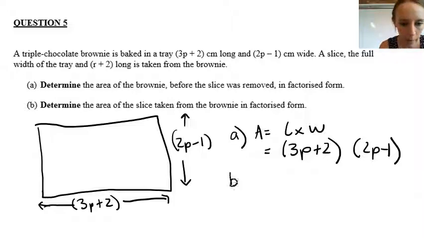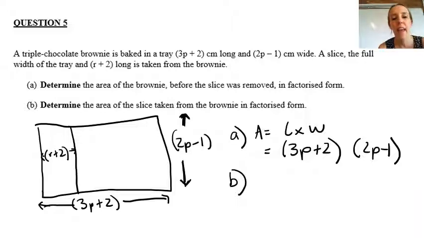Actually, no, I won't. I'll be able to fit B here. So for B, determine the area of the slice taken from the brownie in factorized form. So it says a slice, the full width of the tray. So my width is here. It's 2p take 1, so it's the full width. So I cut a generous slice all the way down. And the length is r plus 2. So across here, it's r plus 2.